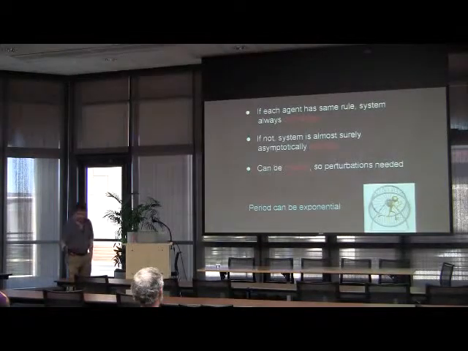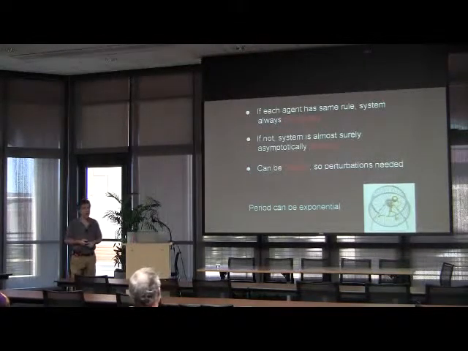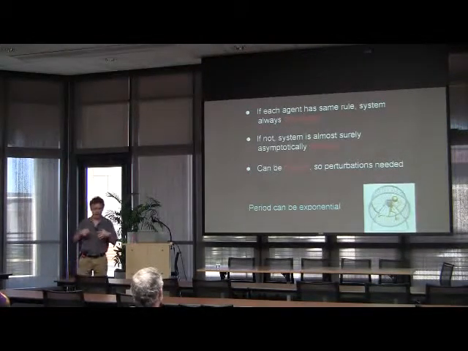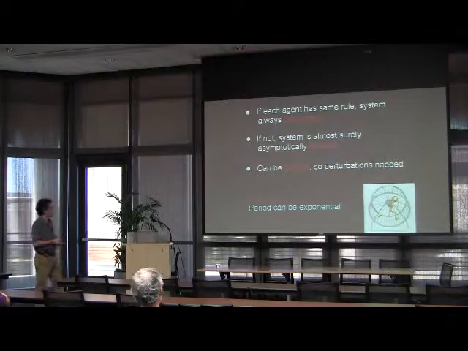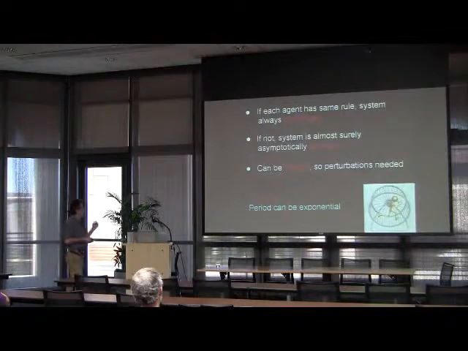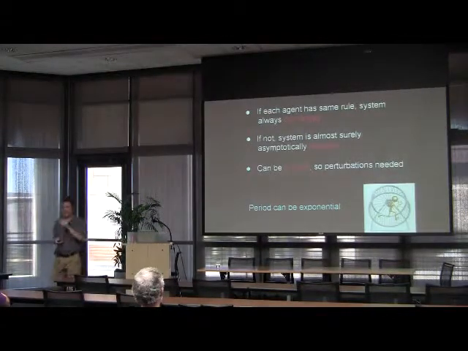So the results I want to talk about, the first one is not mine. This was known before: if each agent has the same rule, the system always converges. I give some bounds. I build this analytical framework, which allows you to actually give bounds. But what I showed also is, yeah? What does converging mean? Yeah, I'll get to that. I will tell you what it is.